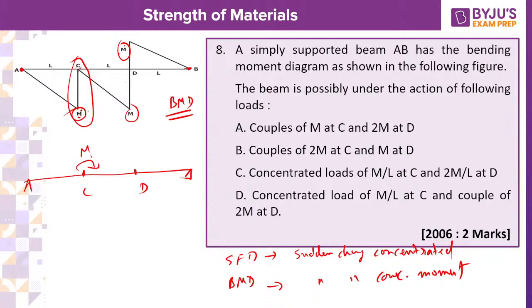The total change of the moment reflects the amount of moment acting at that particular location, and here the total change is 2m. So the total change from plus m to minus m is nothing but 2m acting at this location. That is why you are getting the sudden change. So m is acting at C and 2m is acting at D. That's all.